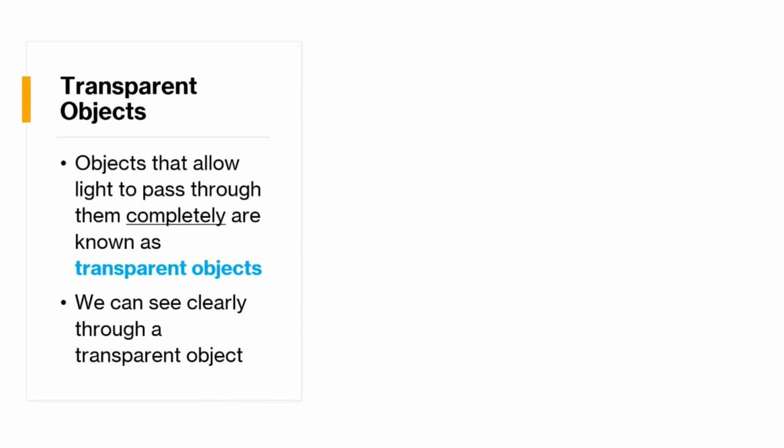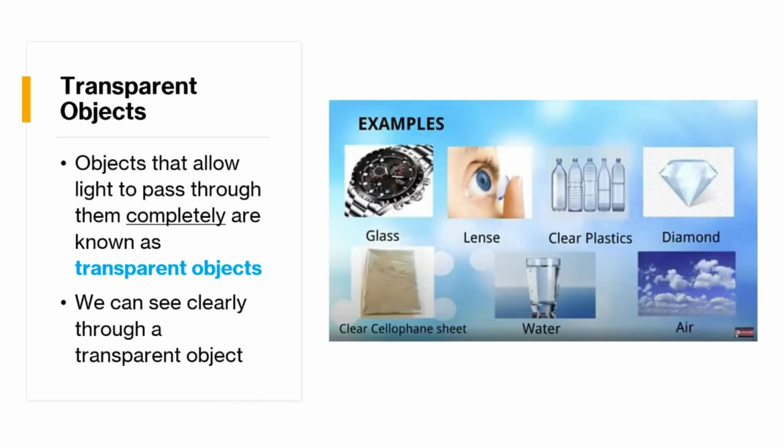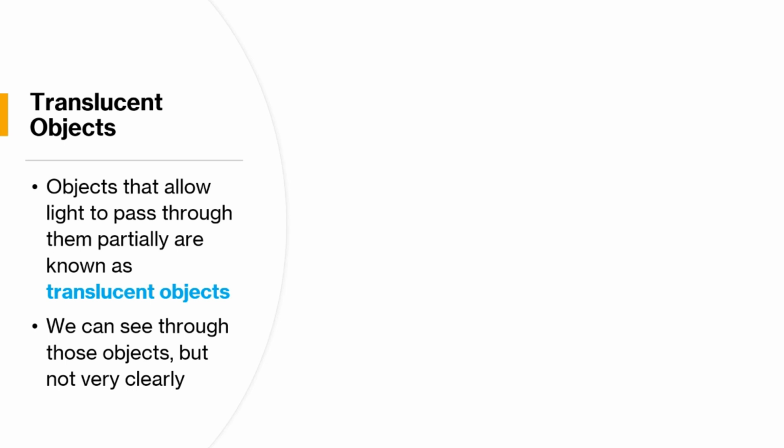Transparent objects are those that allow light to pass through them completely. We can see clearly through a transparent object. Air, pure water, glass, cellophane paper, and some plastics are examples of transparent objects.